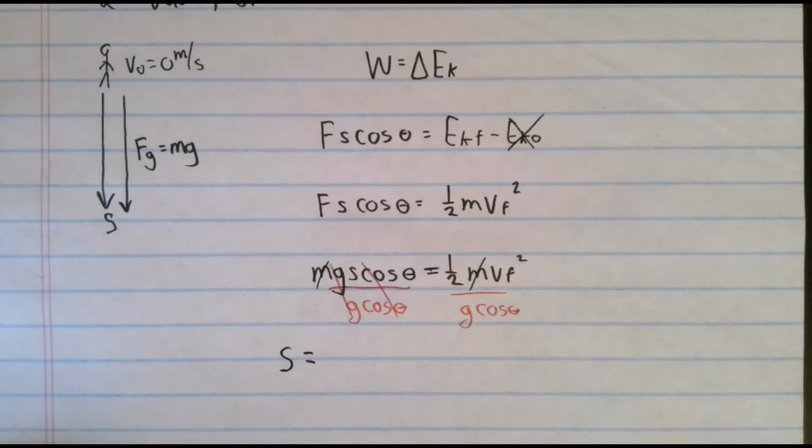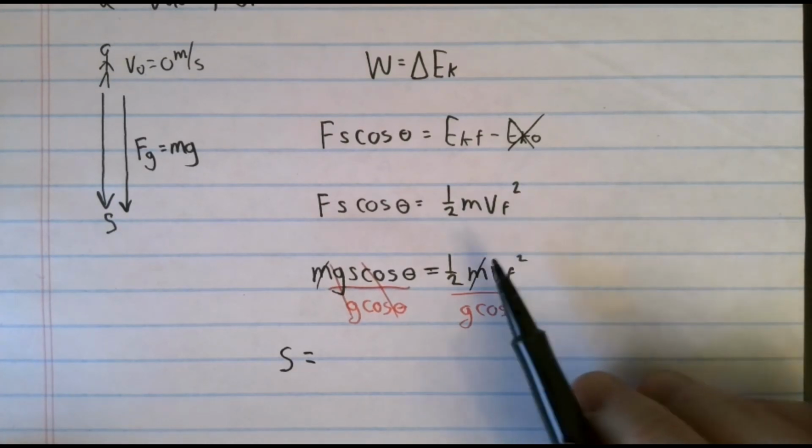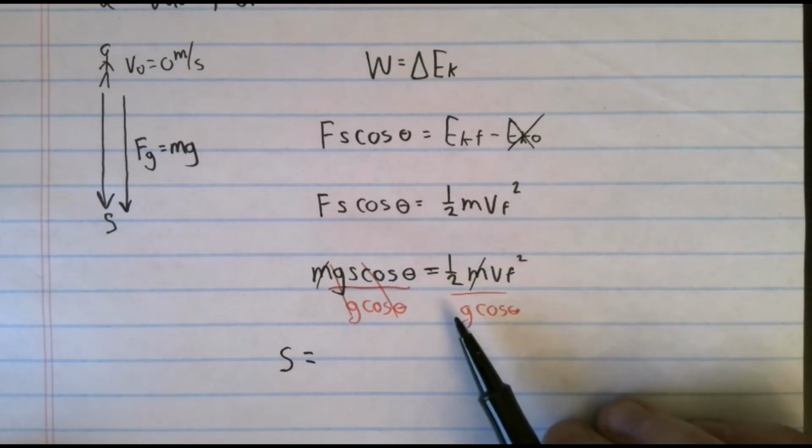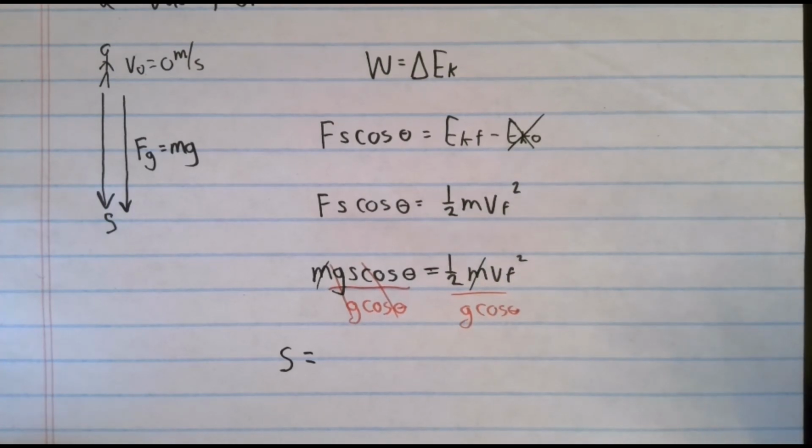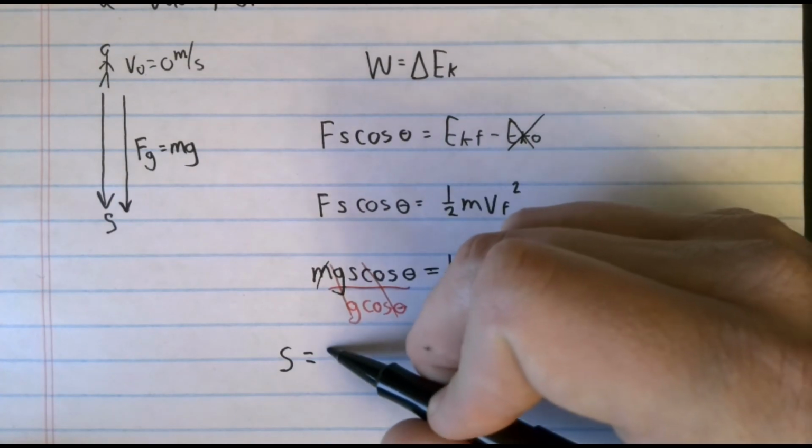For the sake of time, I'm going to cut it here. So it'd be 8.4 would go in for VF, G is 9.8, and theta is 0. You should get 3.6.